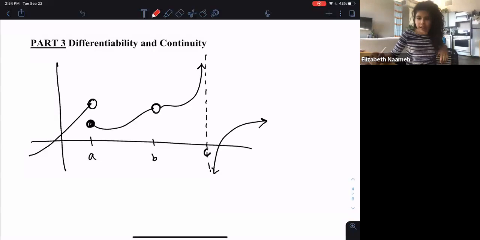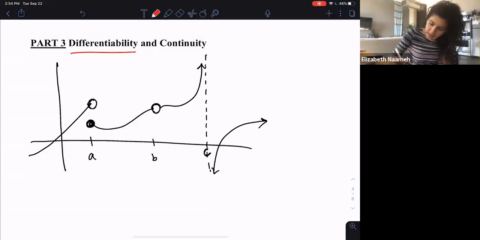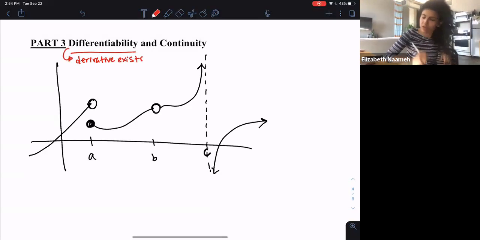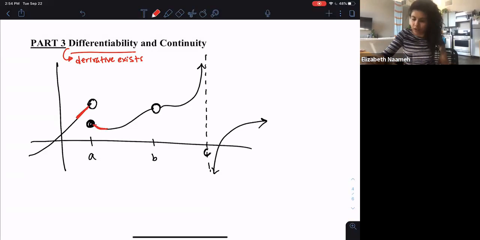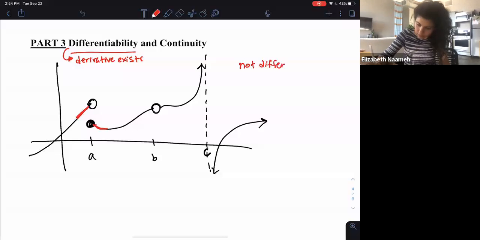So differentiability is just a fancy way of saying the derivative exists. That's all it means. Differentiability means the derivative exists. So observe, at x equals a, the derivative can't exist because the left-hand derivative is not equal to the right-hand derivative. So this is not differentiable at x equals a, because we have a jump.